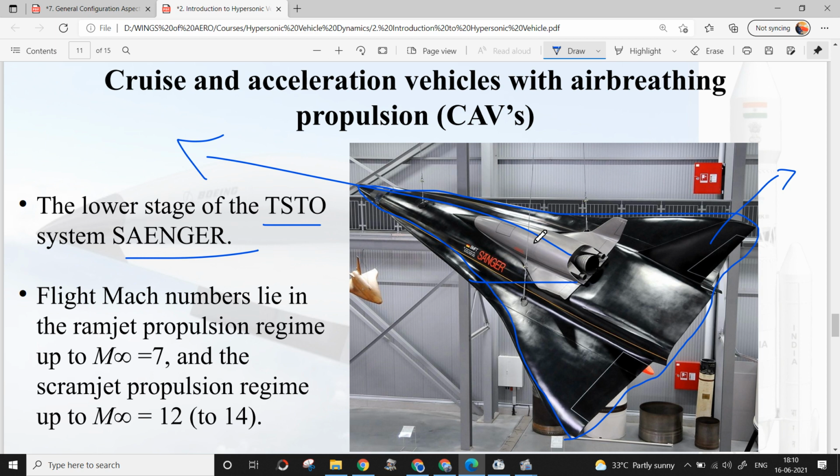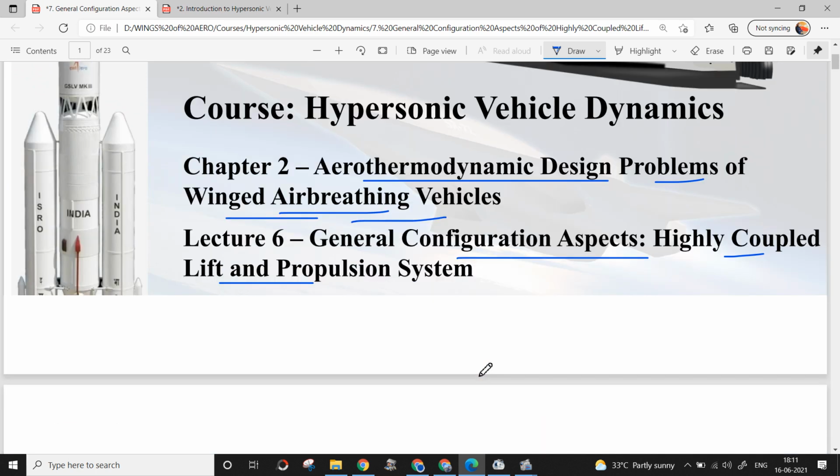So we will be learning in this session how this cruise and acceleration air breathing vehicle is going to be designed. Okay, and what is the importance of this design and how we can implement the same concept in the futuristic hypersonic vehicles also. So without wasting much time, we can move to the session.